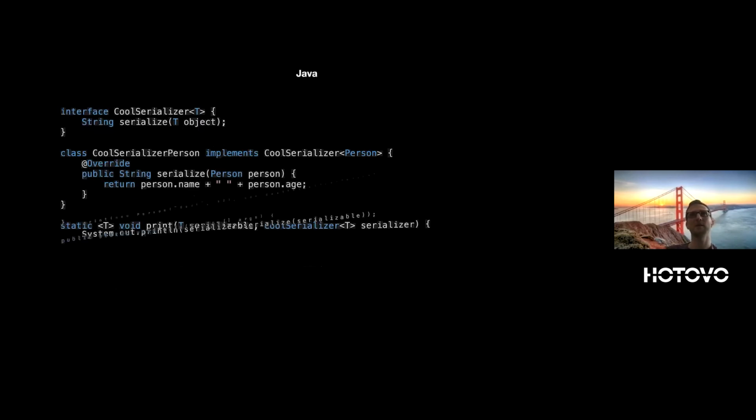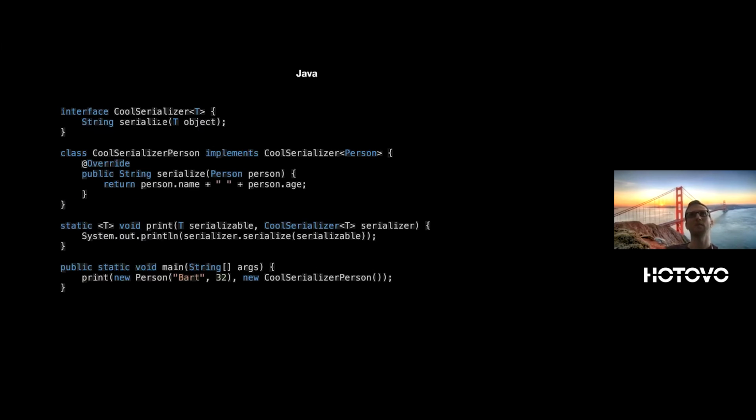And the second example is that we have an interface which takes in the type of the object. It's not itself that it's serializing, it just takes it in. So we can implement that for Person. And now we have a polymorphic function print, which takes an argument of type T and also an argument of type Serializer T. Now this may look familiar.